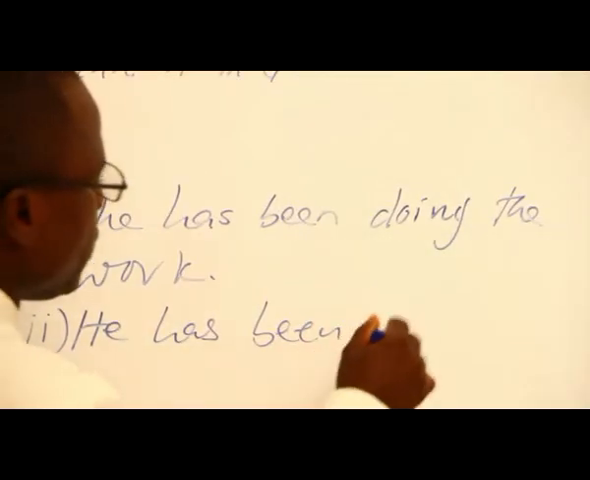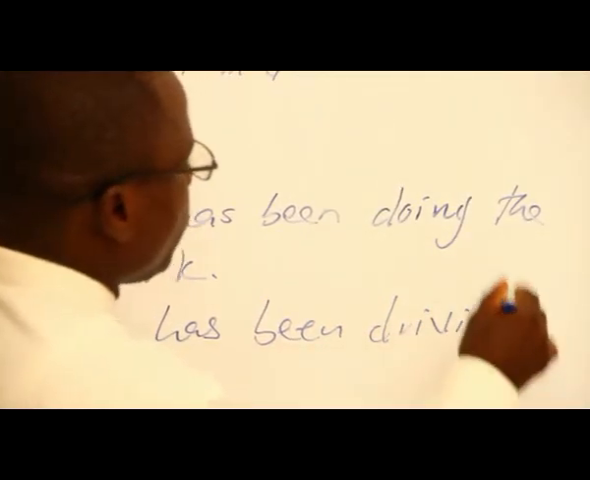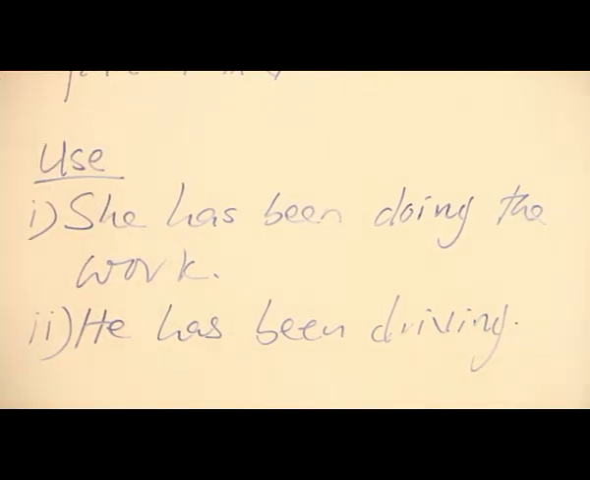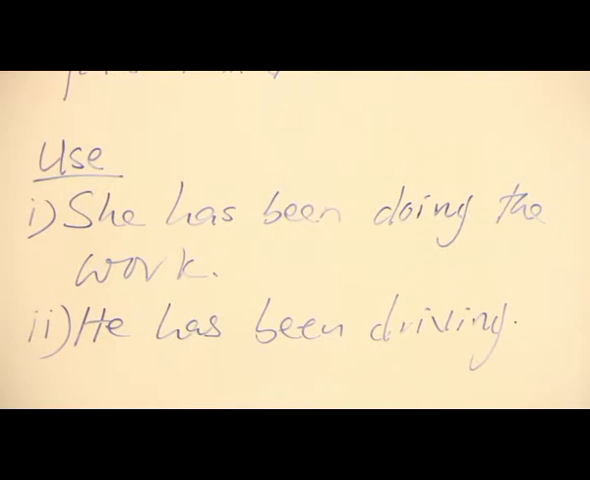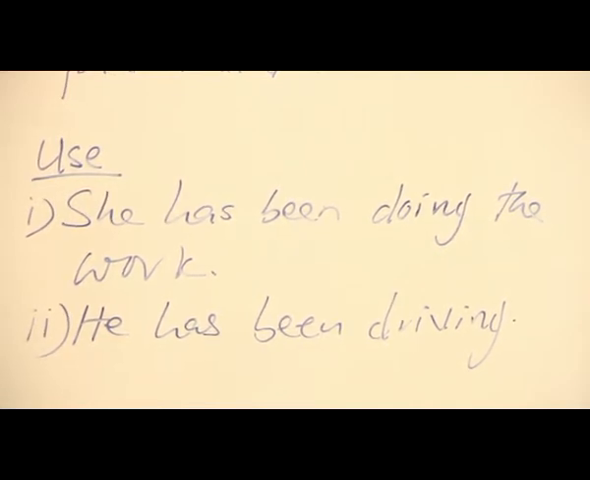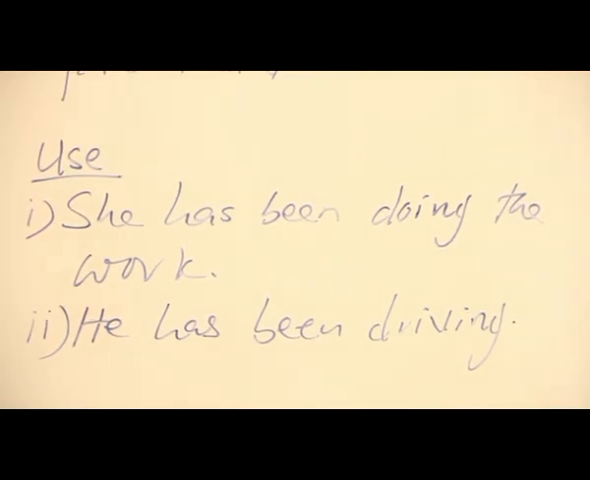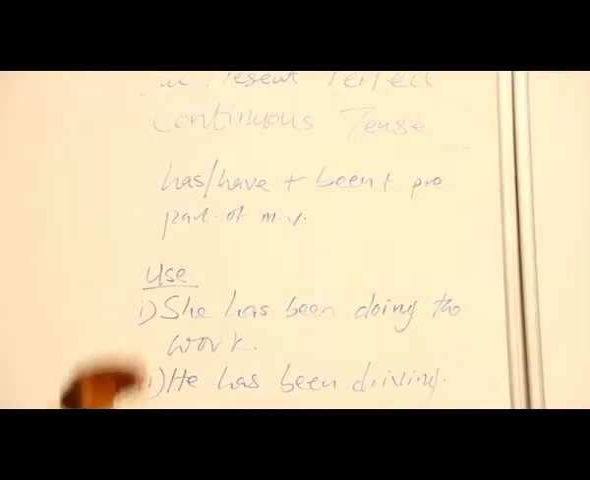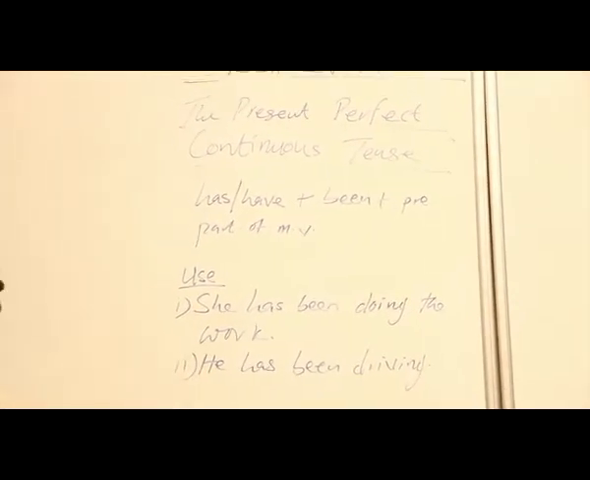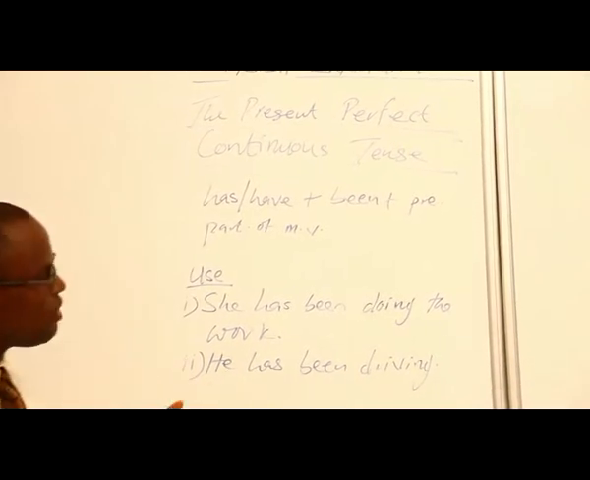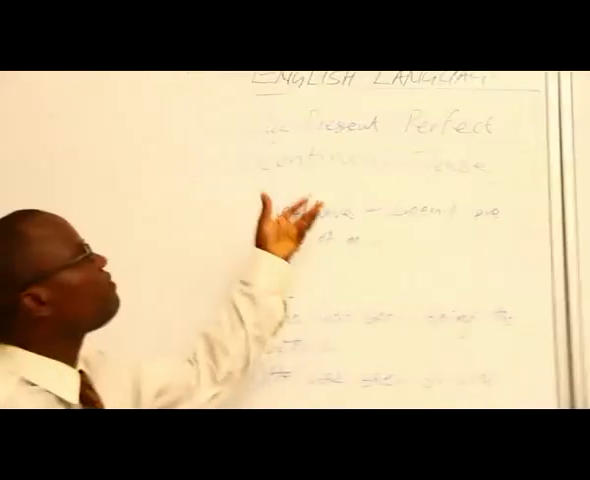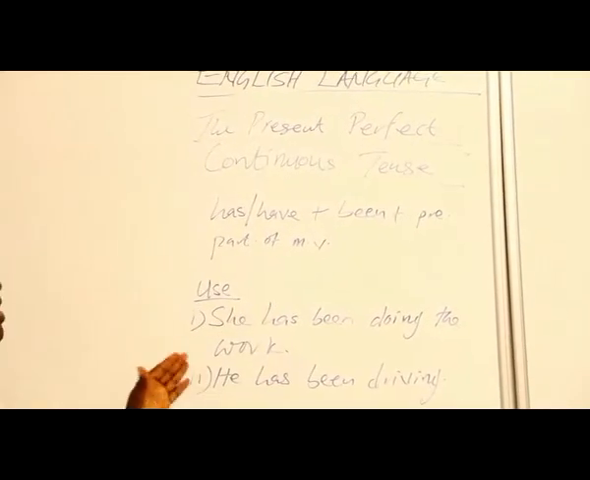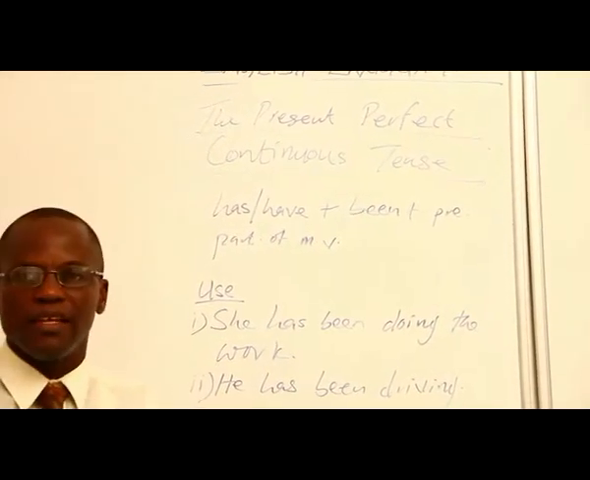So: he has been driving. In this example, the person is still at the wheel, the car is still rolling. But the action started in the past, and it's continuous till the time of the speech. So this is the major function of the present perfect continuous tense. The truth is that the difference is slight, and so you find some authors, particularly in times before now, not treating the present perfect continuous tense. So in that case, the tenses will be 9 instead of 12.